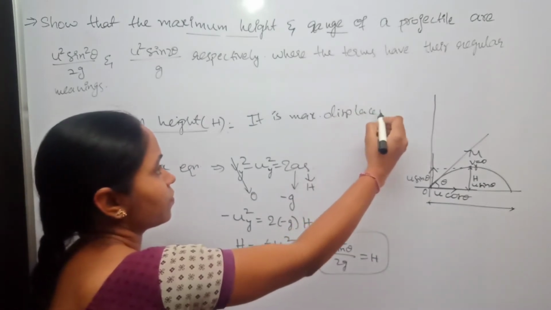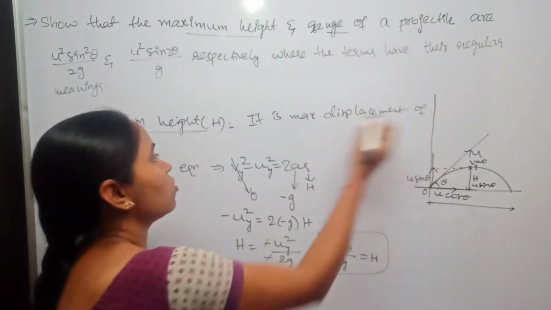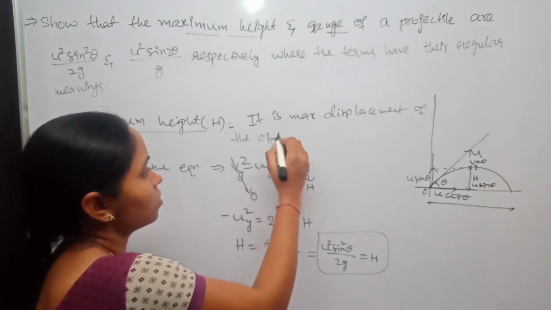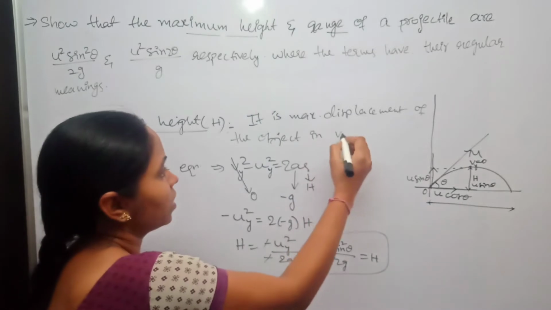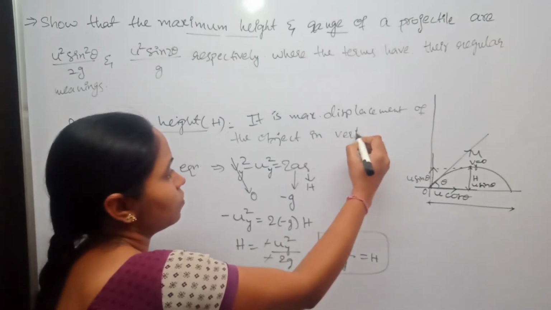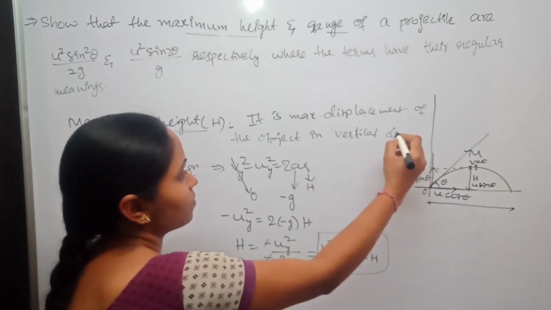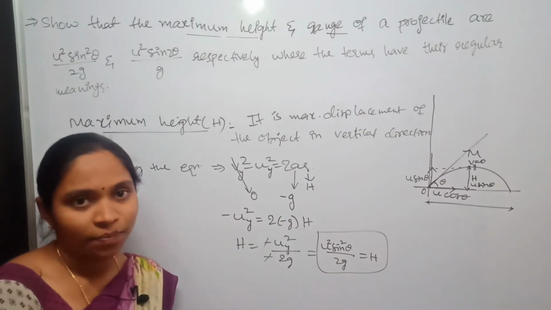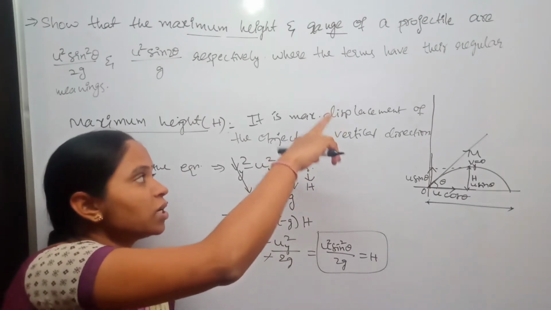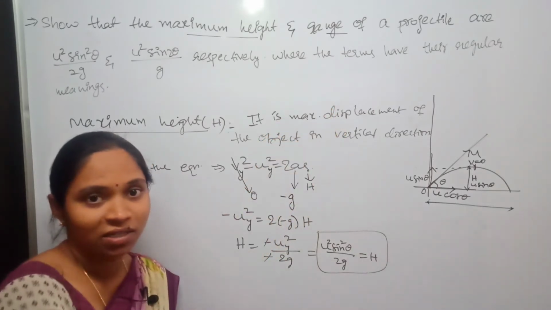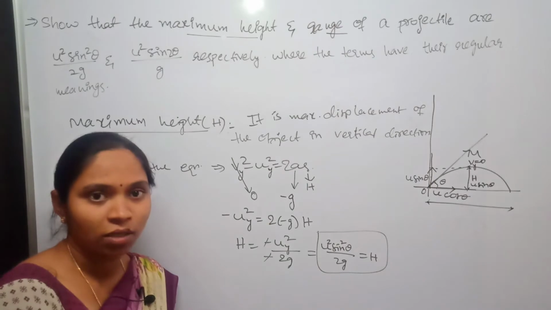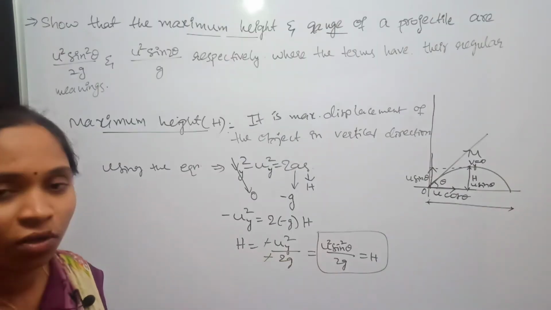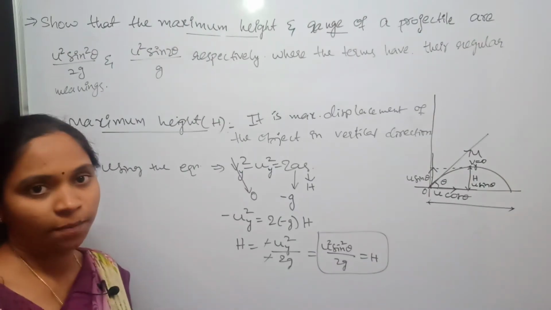And the definition for the maximum height is, it is the maximum displacement of the object in vertical direction of a projected body. Okay, this is the maximum height of the object which is projected.